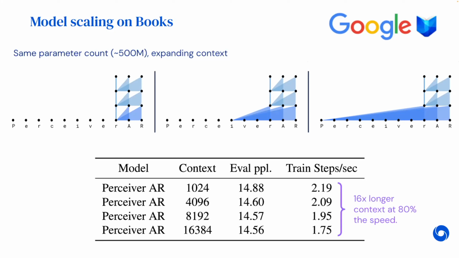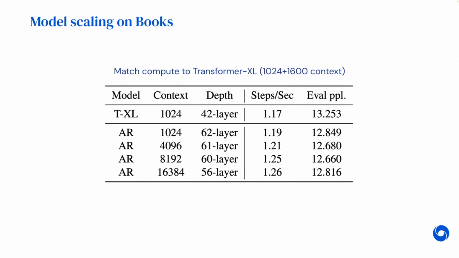Something to point out here is that because we've dissociated the context length from most of the compute, we can get a 16 times longer context length at only 80% of the speed. So it's quite a modest reduction in terms of the compute requirements. We can also compare to a well-tuned Transformer XL baseline to see how much compute is contributing to the improved performance with scale. What we do in practice here is match compute, as measured by steps per second on our real hardware, to this Transformer XL model. And this is a well-tuned one that we know we can trust the baseline performances here.